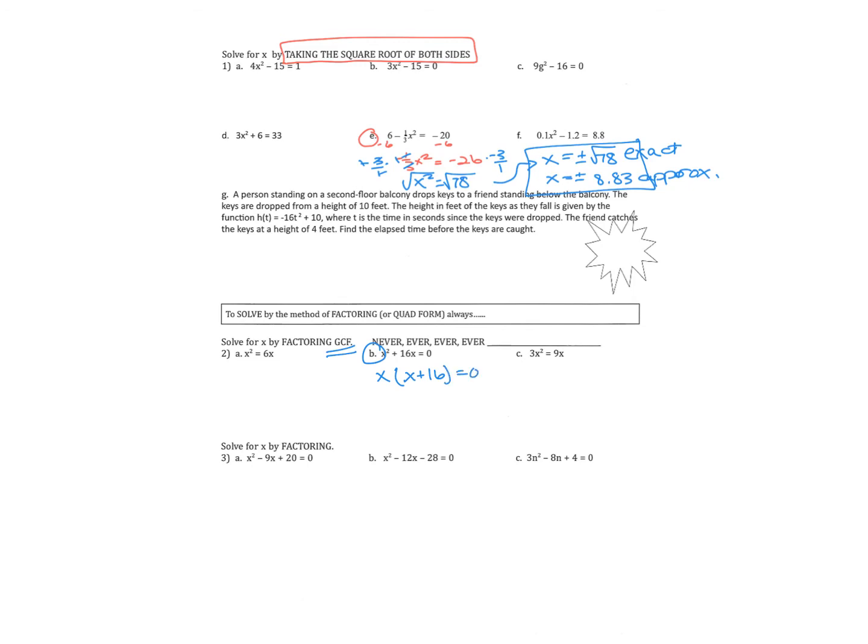So now I can still solve by factoring. I still have a product. x times x plus 16 is 0. So still either x equals 0 or x plus 16 equals 0. So this is already solved. x is 0. And I would subtract 16 from both sides and get x also equals negative 16. Again, that means that negative 16 and 0 are the two places where my parabola crosses the x-axis.